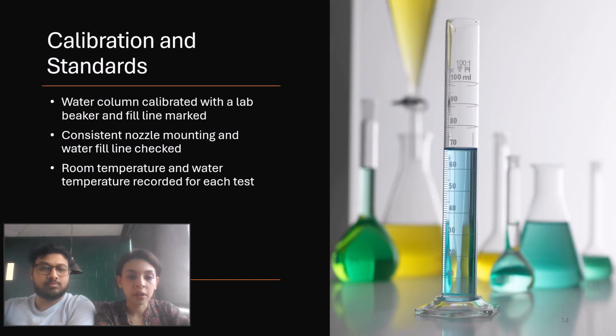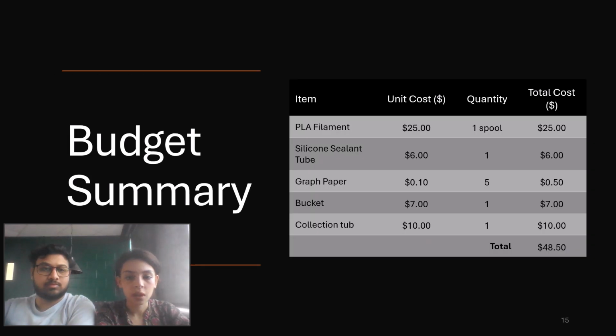So considering calibrations and standards, the water column was calibrated with a lab beaker and a fill line marker, with consistent nozzle mounting, and the water fill line checked, and room temperature and water temperature recorded for each test.